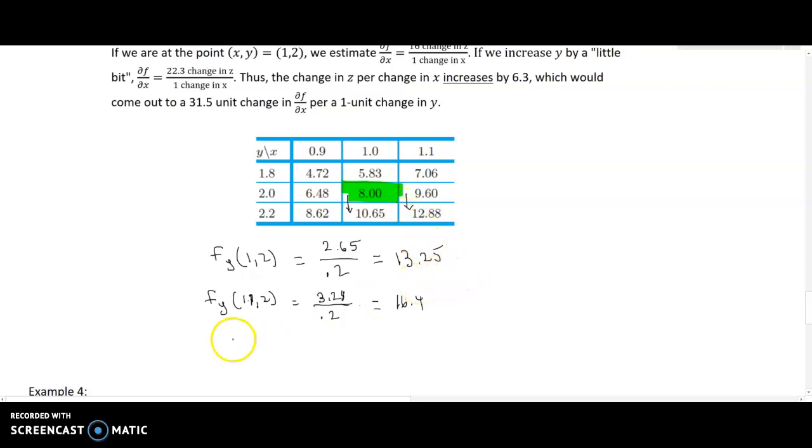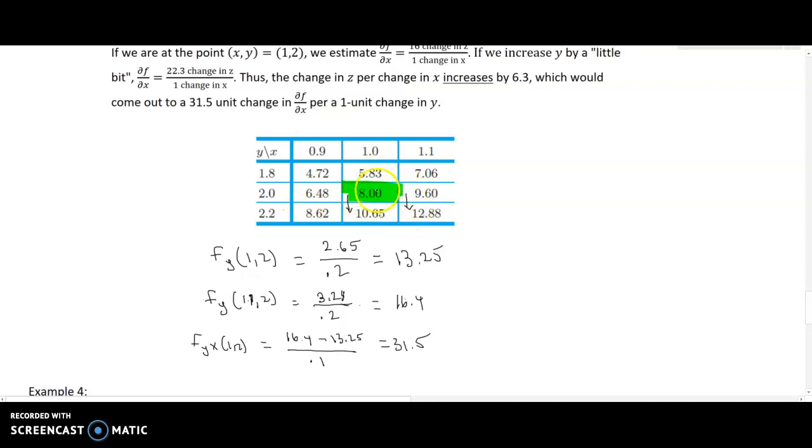So we notice that when we changed x by a little bit, our f sub y went from 13.25 to 16.4. That's the change in our slope. So our slope changed by the difference between these two values. And how much did we change x by? We changed x by 0.1 units. And that difference comes out to be, let's see, 31.5. Not surprisingly, we get 31.5 once again. And that goes to verify that we get the same partial derivative.